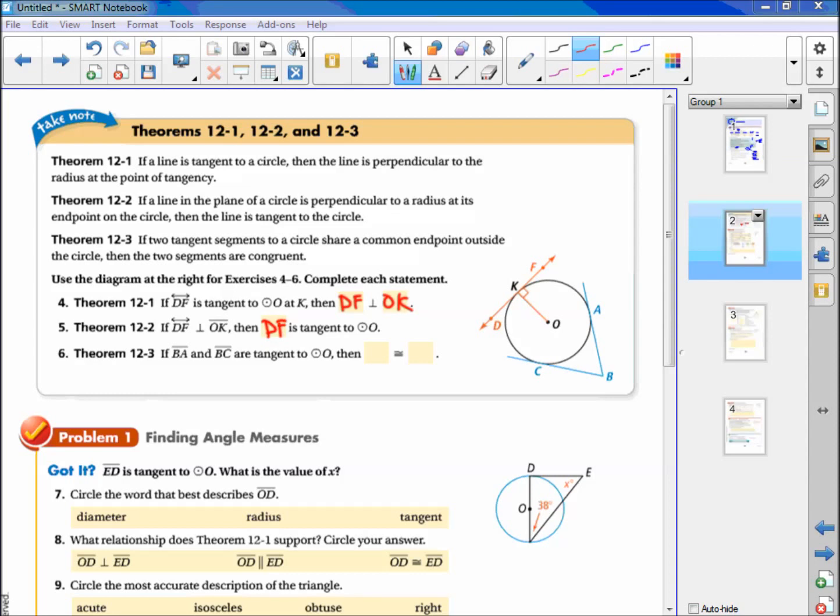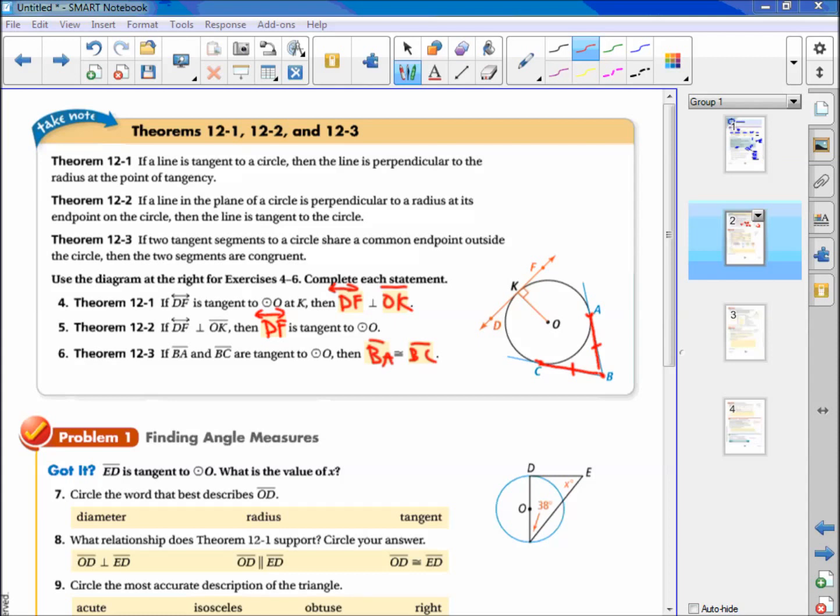We should put some line marks on here. So this was a line, a segment, and a line. And 12-3: if BA and BC are tangent to O, then we know that BA is going to be congruent to BC. So if I have a point outside the circle and it's tangent to two places on the circle, then the segments formed are going to be congruent to each other.